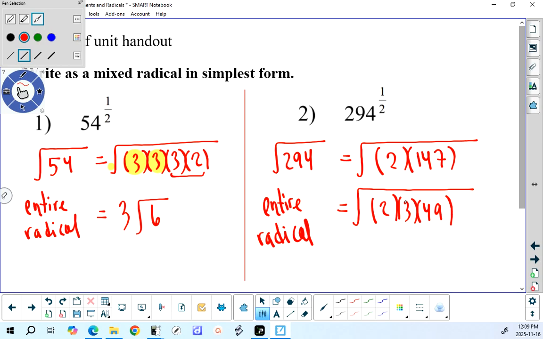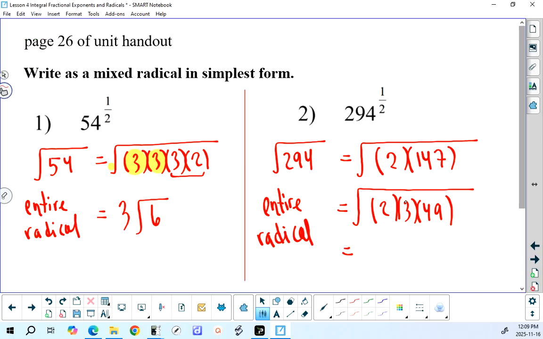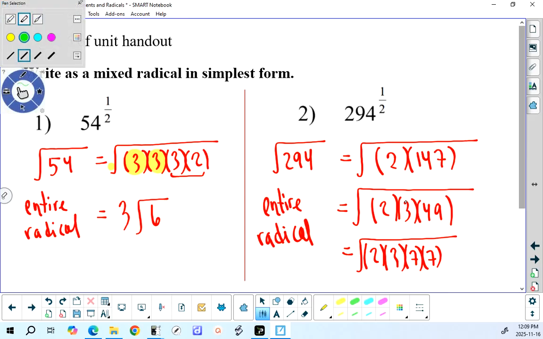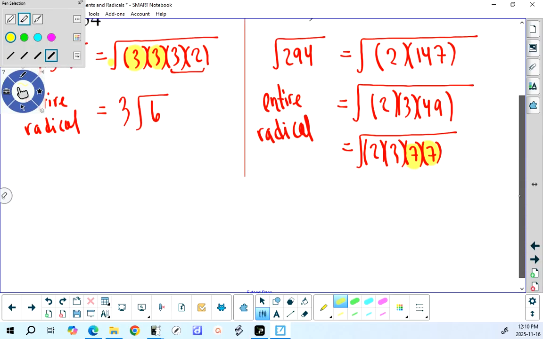2 is prime, 3 is prime, 49 is not prime. Hopefully you know that 49 is 7 times 7. And now you have all prime factors underneath the radical sign. You also have a pair of 7s. And since you're taking a square root, we can extract that pair of 7s and put a single 7 on the outside and be left with 6.